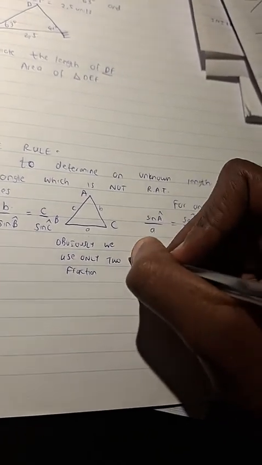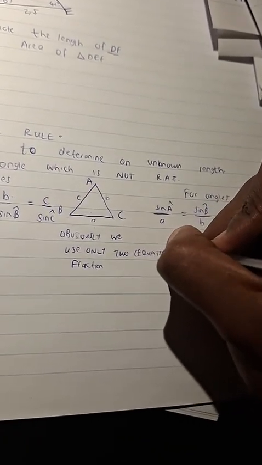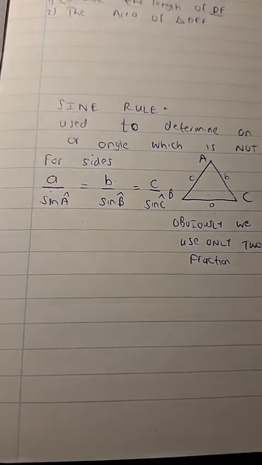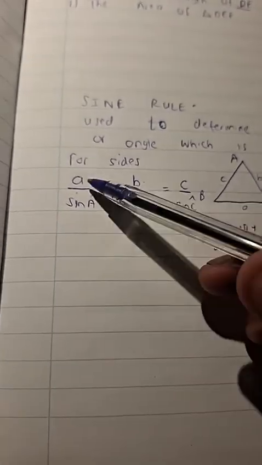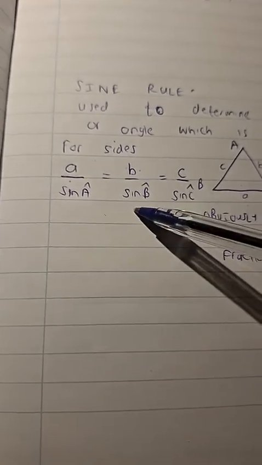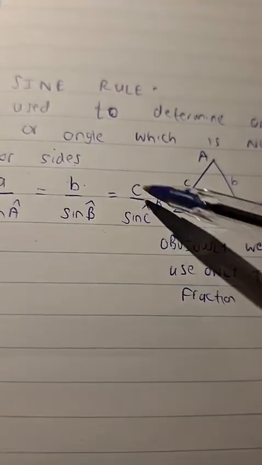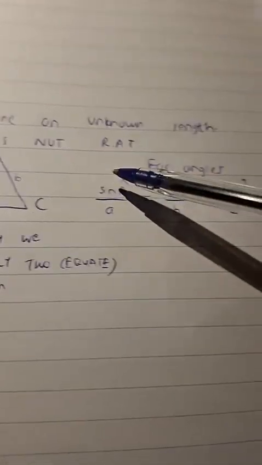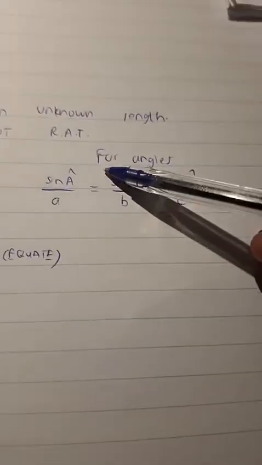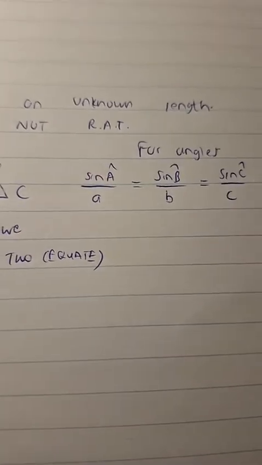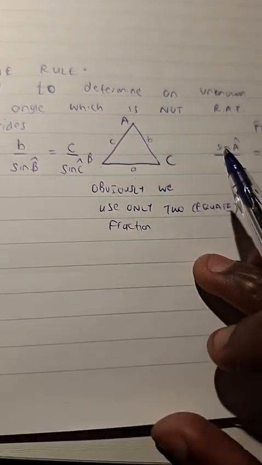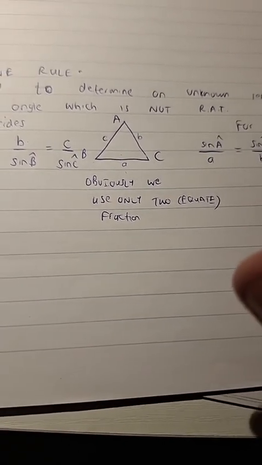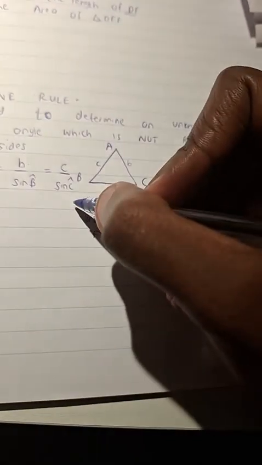We use only two and equate only two of the fractions. So for instance, it's not like we're going to write all three equations whenever we are busy with a problem, but we will isolate maybe these two fractions and solve for whatever is missing, or solve using these two ratios, or using these two. Now there are conditions when using this rule, and those conditions are very important.